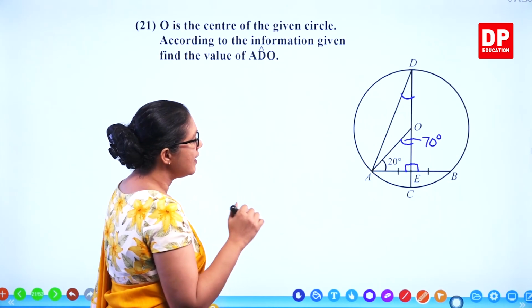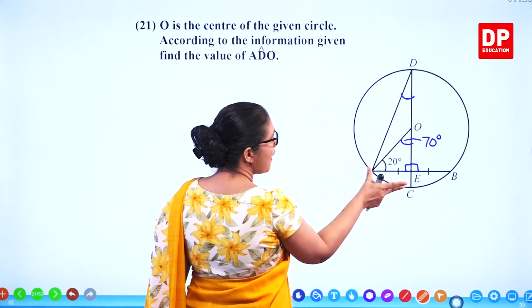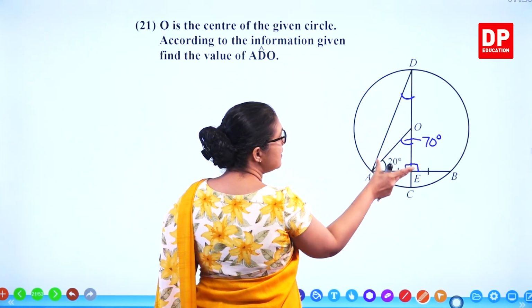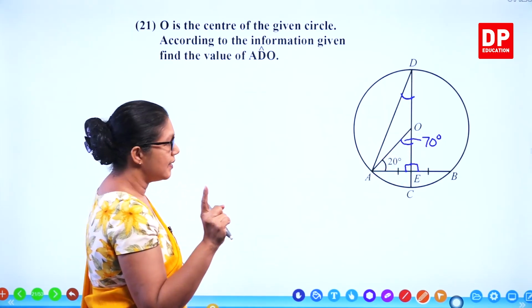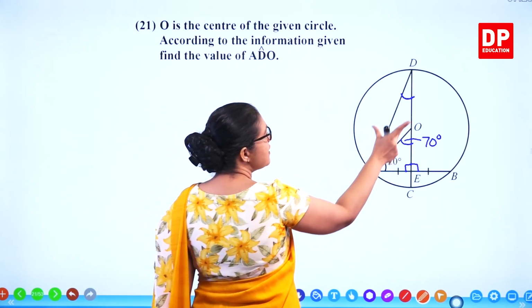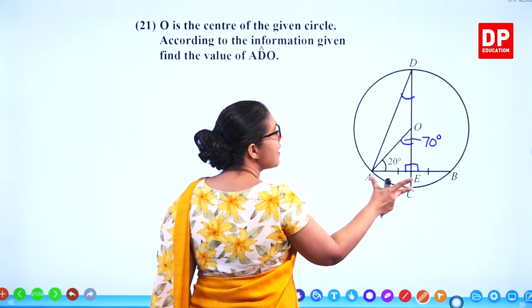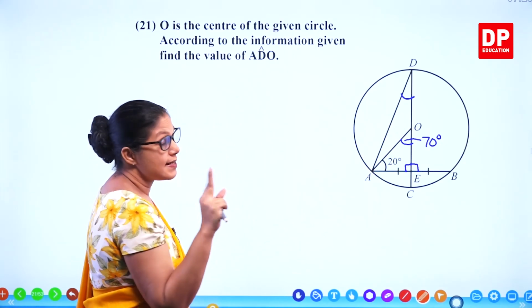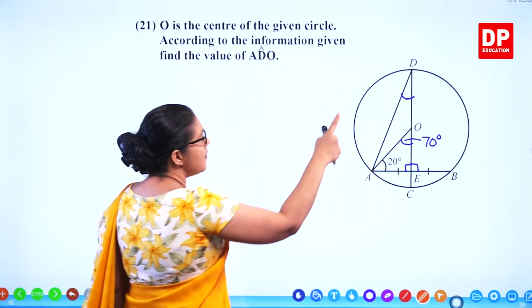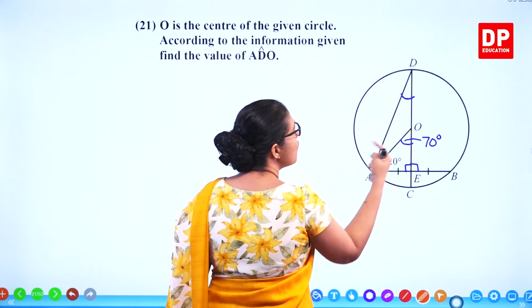Now look at AC arc. When you take this angle, this is the angle subtended at the center. That's 70. What about this angle? This is the angle subtended on the circumference. So what is the relationship? This angle is half of this one.